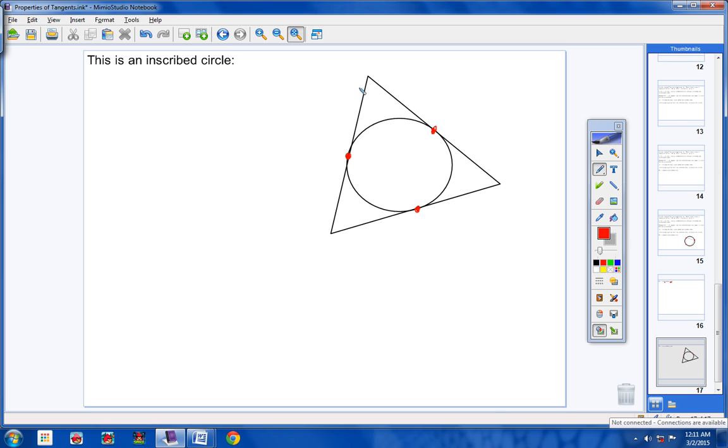And again, it's pretty obvious. Listen to me carefully, students. Every single side of the polygon has to be a tangent line. So is this side of the triangle tangent? Yes. Is this side of the triangle tangent? Yes. Is this side of the triangle tangent? Yes. Okay. So every single side of the polygon must be tangent to the circle. And when that happens, then you have an inscribed circle.